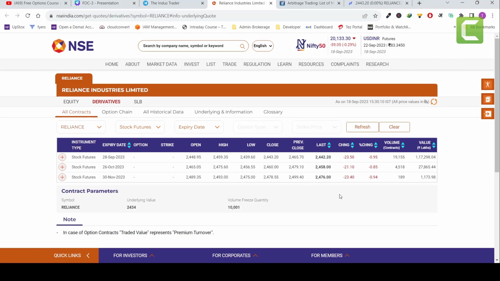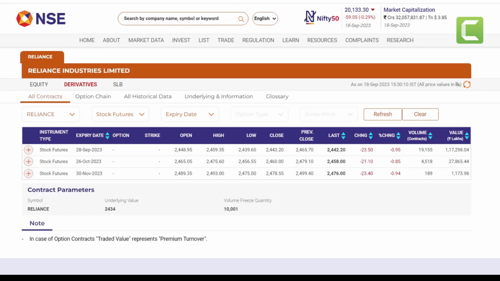That means if your view is correct, you are at an edge of 18 rupees more. For short positions, it's going to be an advantage. Rollover cost is going to be an advantage in the short positions.